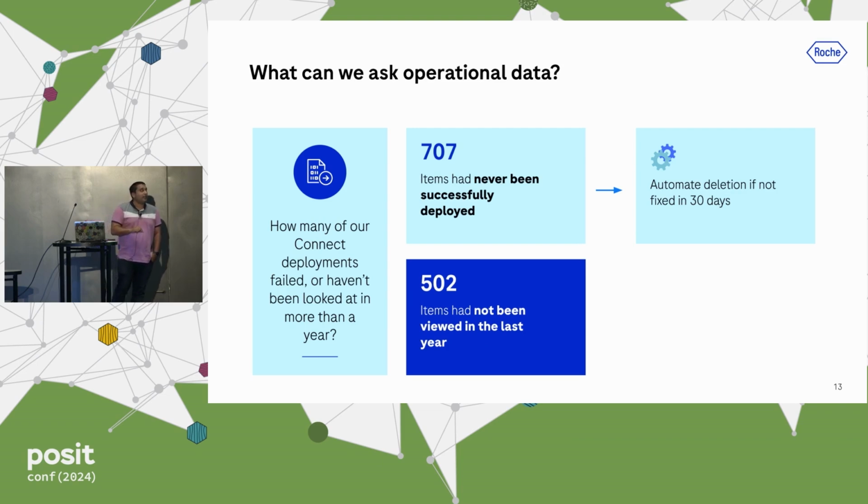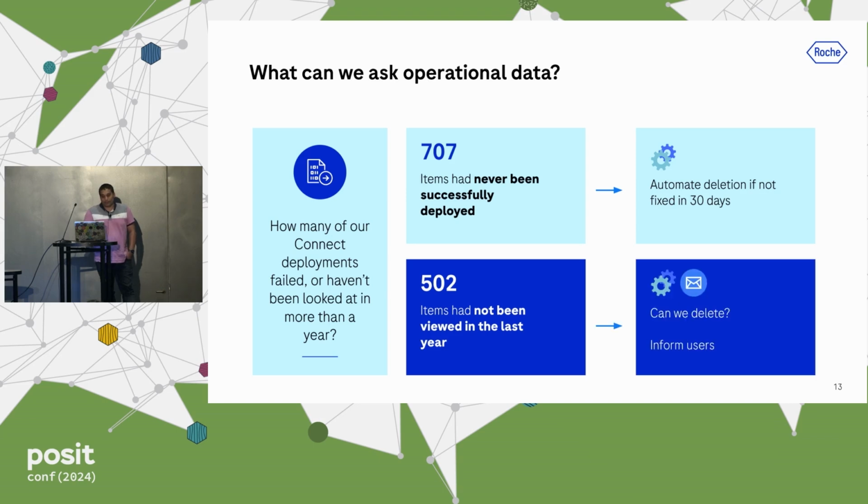So one thing we could do, and again, the code for this is already in the Connect documentation, but we can go in and automatically start deleting, using a cron job, those items which were never successfully deployed. So you can imagine if you try to deploy it, you fail, you don't come back within 30 days, we can assume we can safely delete that. And then I think for the 502 is something we're still trying to figure out the best strategy.